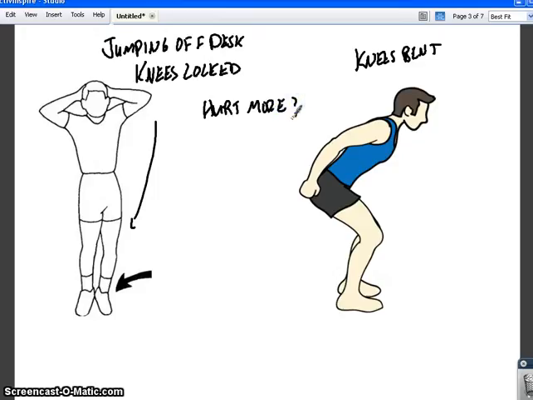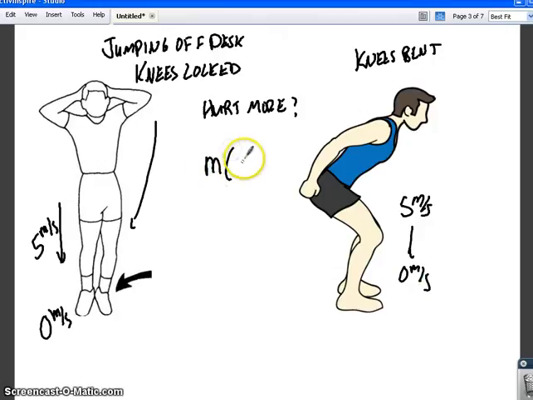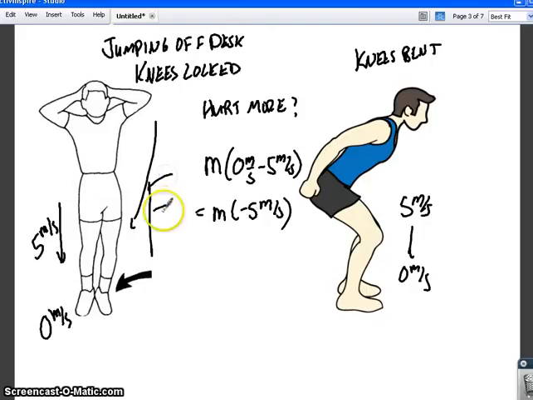Let's say when you jump off the desk, you end up traveling at 5 meters a second, and then you stop, so you're at 0 meters a second. We have the same mass, m, and delta v is going to be 0 minus 5, so m times negative 5 meters a second. Our change in momentum is going to be the same no matter what we do. In this situation, we apply a very large force over a short period of time to stop us because our knees are locked. If our knees are locked, we stop very quickly. So this is a very short period of time, large force.